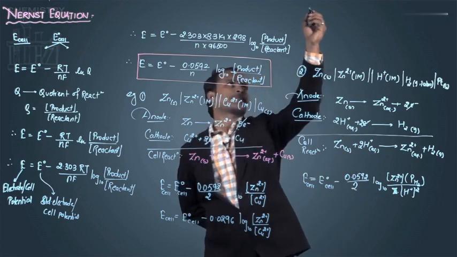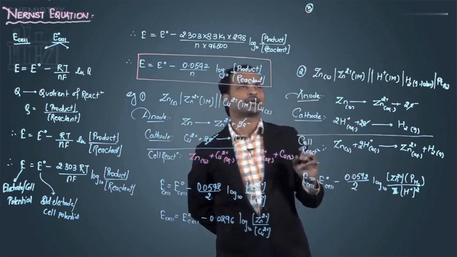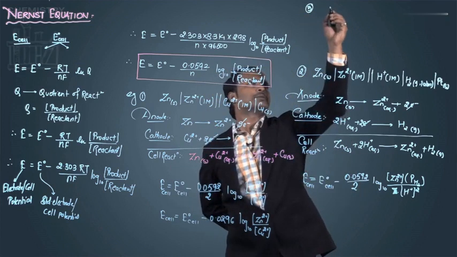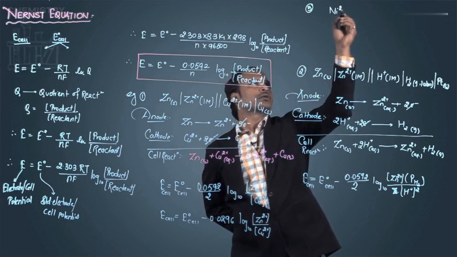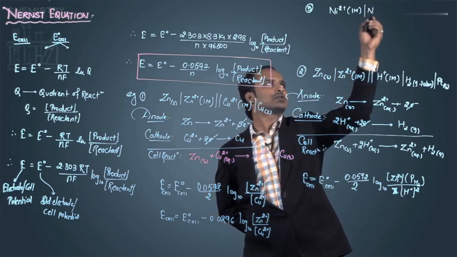Third, suppose I have only a single electrode, like nickel 2 plus 1 molar concentration and nickel in solid state.